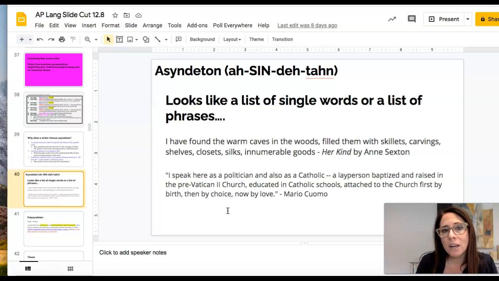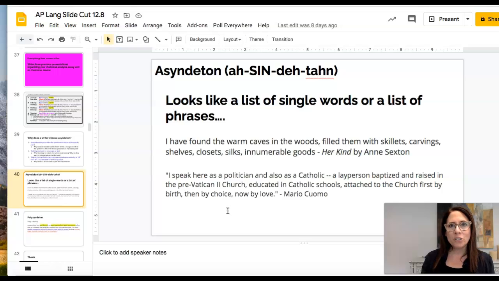So there's no pause. It's often layering different ideas together, like this one: "I have found the warm caves in the woods, filled them with skillets, carving, shelves, closets, sinks." So she's listing things, right? Here, for the second one: "I speak here as a politician and also a Catholic, a layperson baptized and raised in the pre-Vatican II Church, educated, attached." So that begins with some verb phrases. There's a lot to analyze with asyndeton, but I like it because it already gives us built-in analysis.